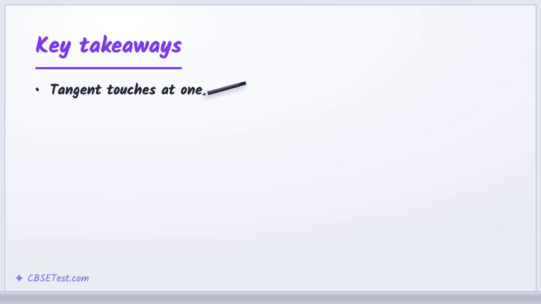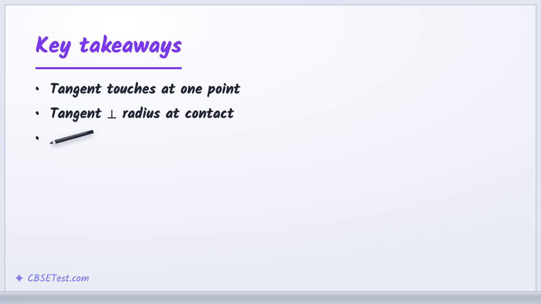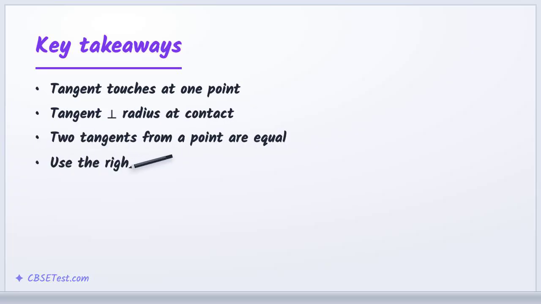To recap, a tangent meets a circle at one point. It is perpendicular to the radius there. The two tangents from an external point are equal, and that right angle with Pythagoras solves most problems.